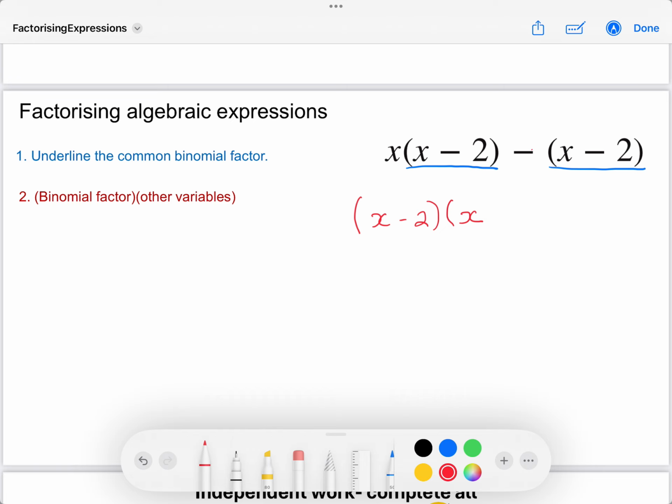So x and minus, and you'll notice here I just have a minus. I don't actually have anything next to this bracket here, but I can't just write x minus blank. So we know that really secretly there's a 1 that sits at the front there. So I'm just going to put 1.